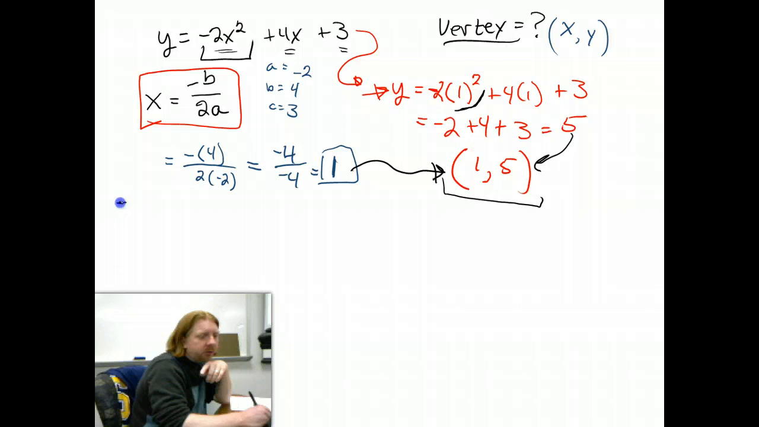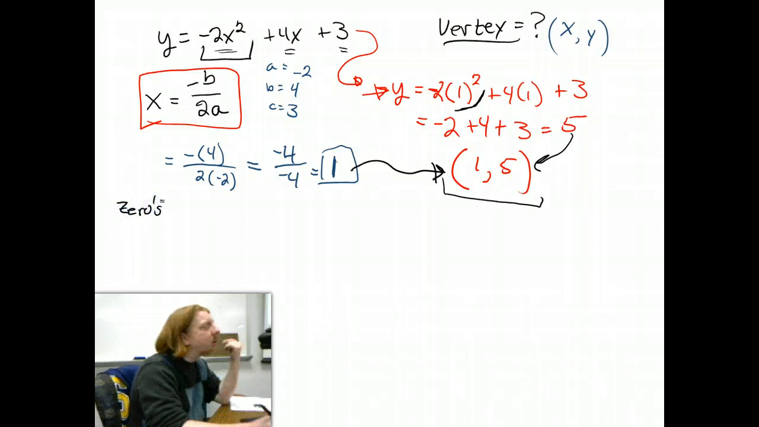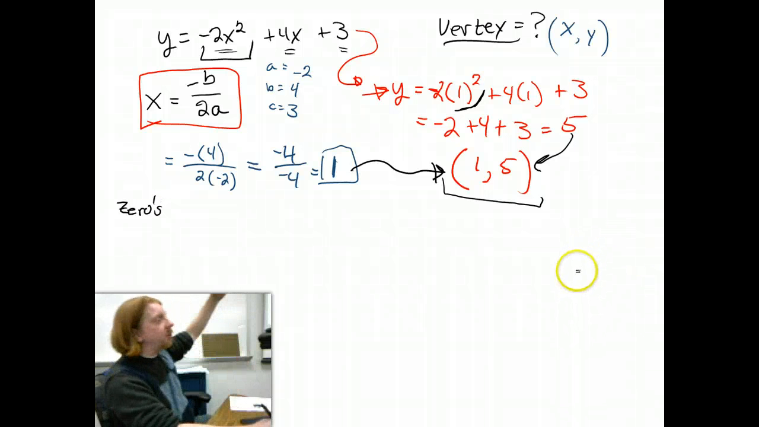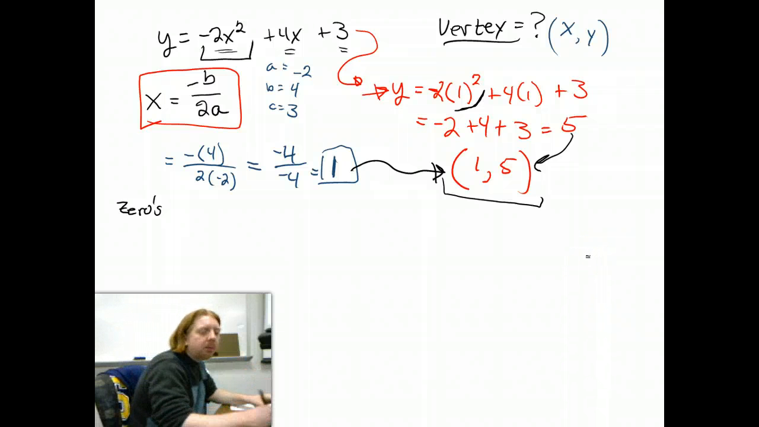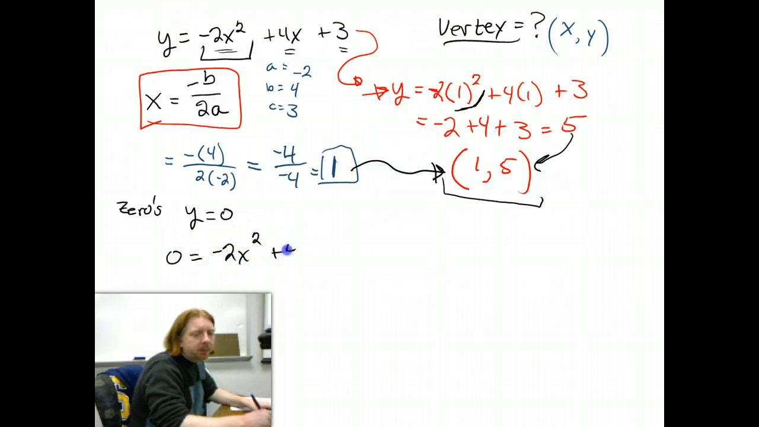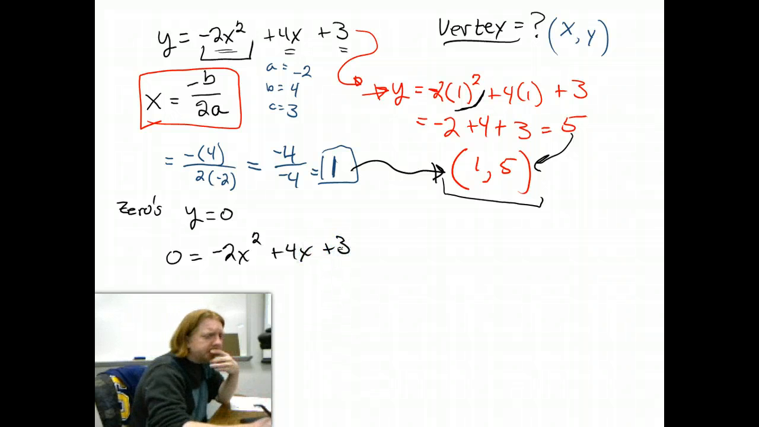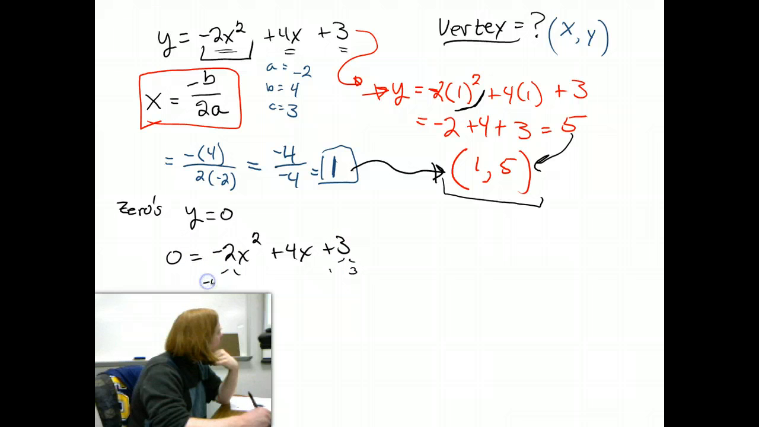While we're at it, let's go ahead and talk about zeros. If I were to graph this, I know the high point is 1, 5, but where does the graph, the parabola, cross the x-axis? Remember we talked about, add the zeros, y is 0. So I have to solve 0 equals negative 2x squared plus 4x plus 3. I don't know about you, but that doesn't look factorable to me. Two things multiply to 3, well, that's 1 and 3. And two things that multiply to 2, negative 1 and 2. I don't see easily how I'm going to get to 4.